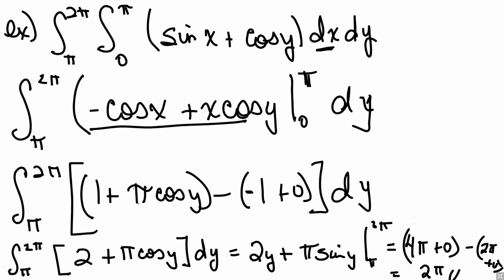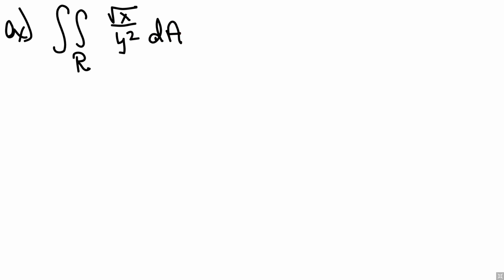Okay. All right. So let's move to our next example. In the next example, it wants us to evaluate the double integral over the given region. So in the first one, we are asked to do the double integral over the region of x over y squared dA, where the region is defined as follows: x is bounded between 0 and 4, and y is going to be bounded between 1 and 2.